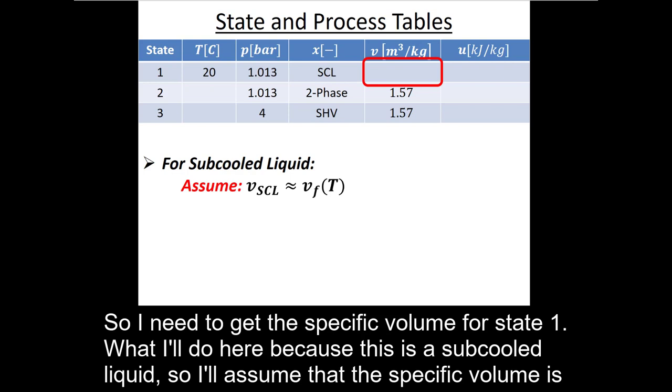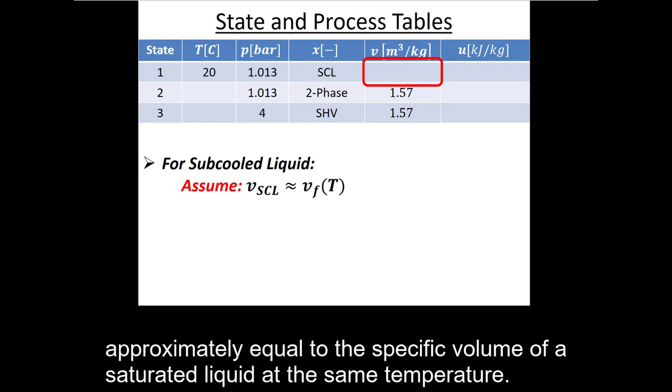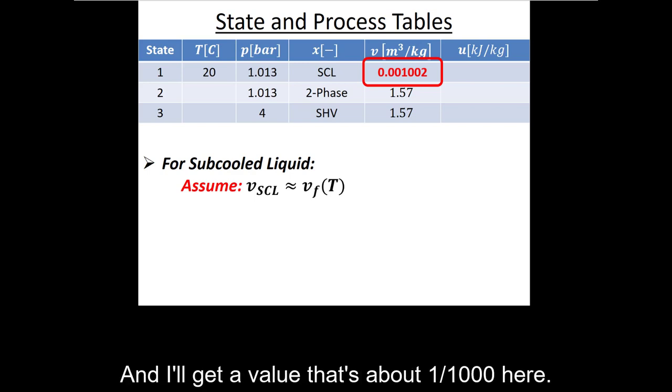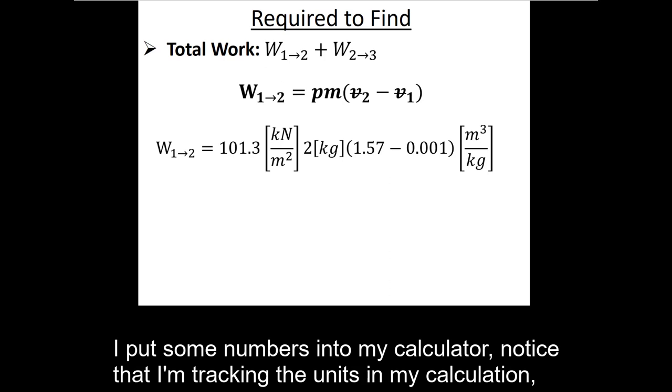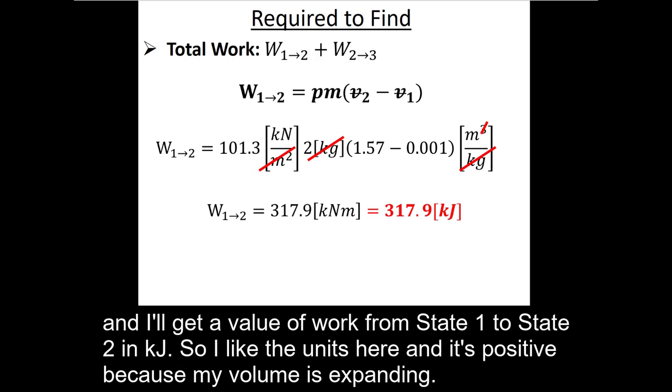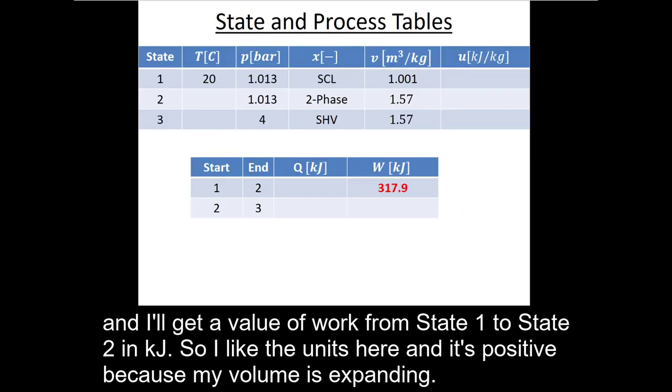What I'll do here, because this is a subcooled liquid, is assume that the specific volume is approximately equal to the specific volume of a saturated liquid at the same temperature. And I'll get a value that's about 1 over 1,000 here. I put some numbers into my calculator. Notice that I'm tracking the units in my calculation, and I'll get a value of work from state 1 to 2 in kilojoules. So I like the units here, and it's positive because my volume is expanding.